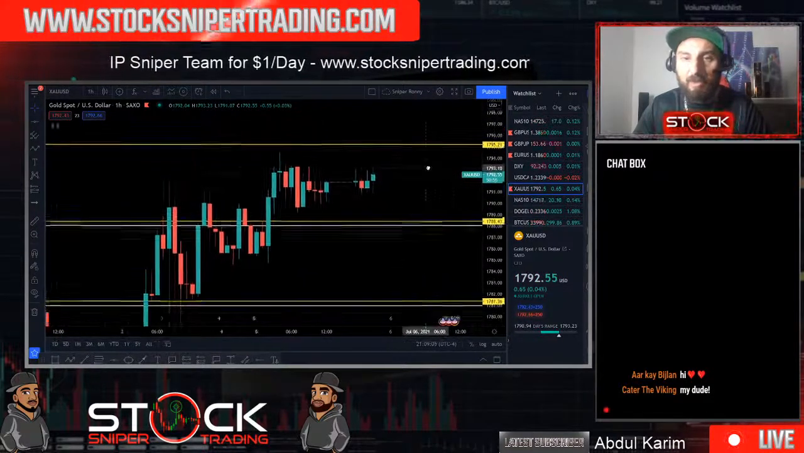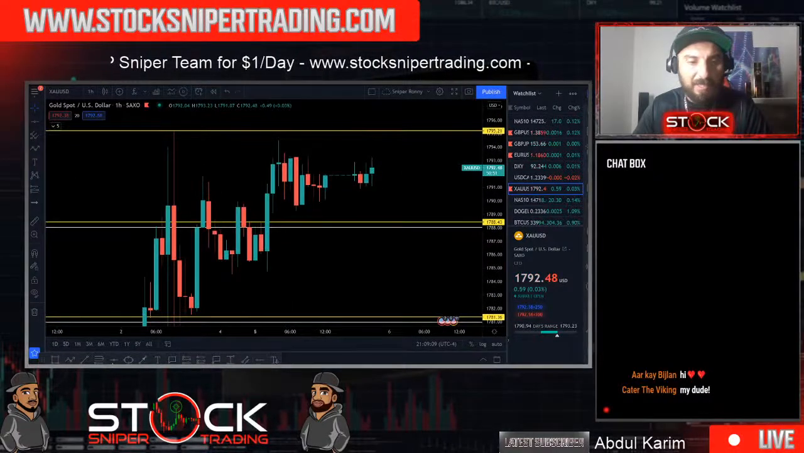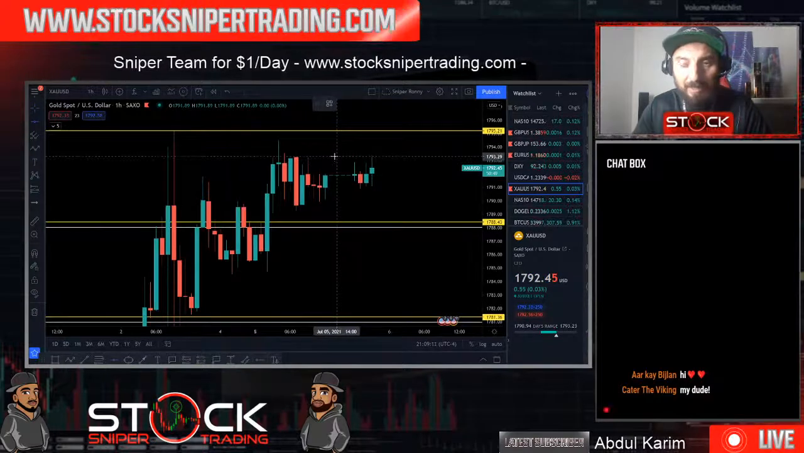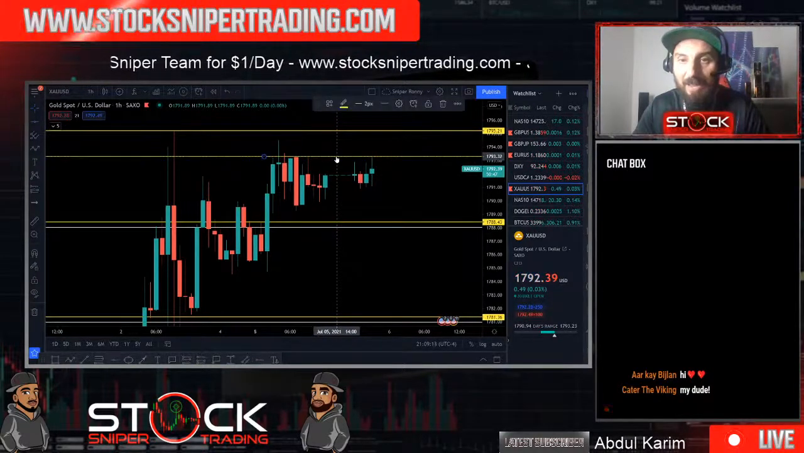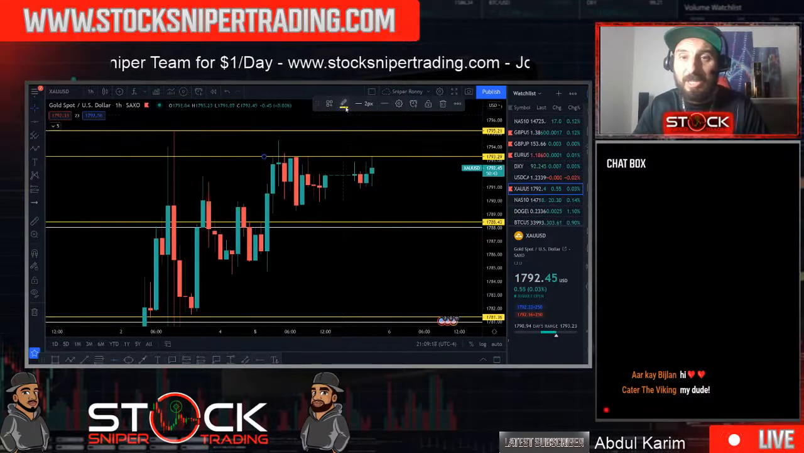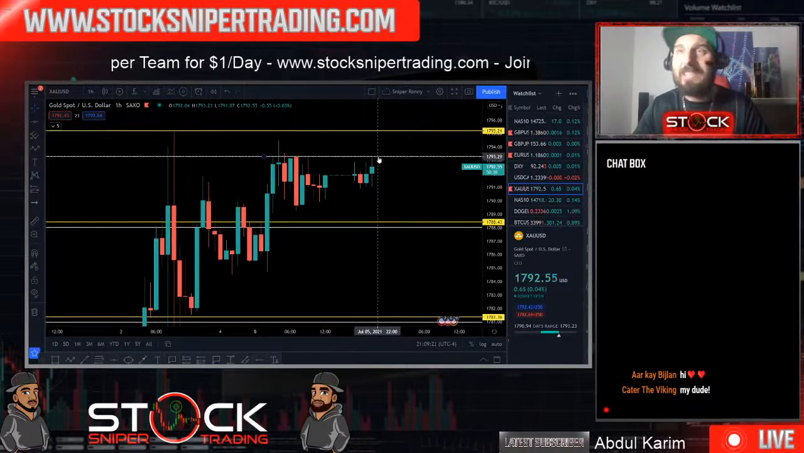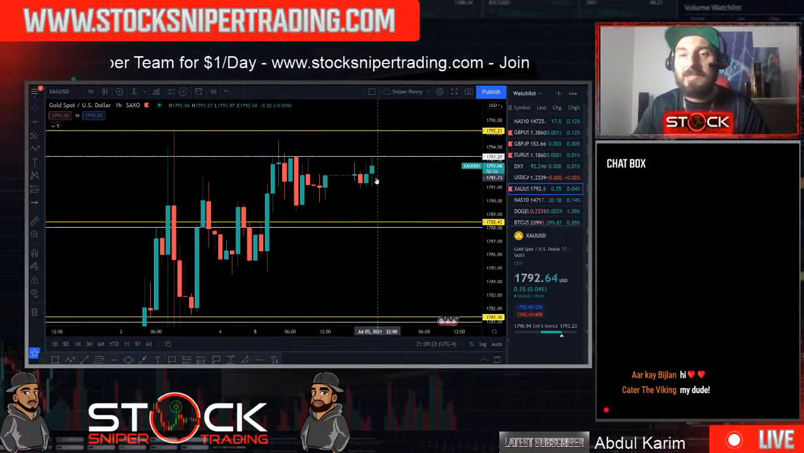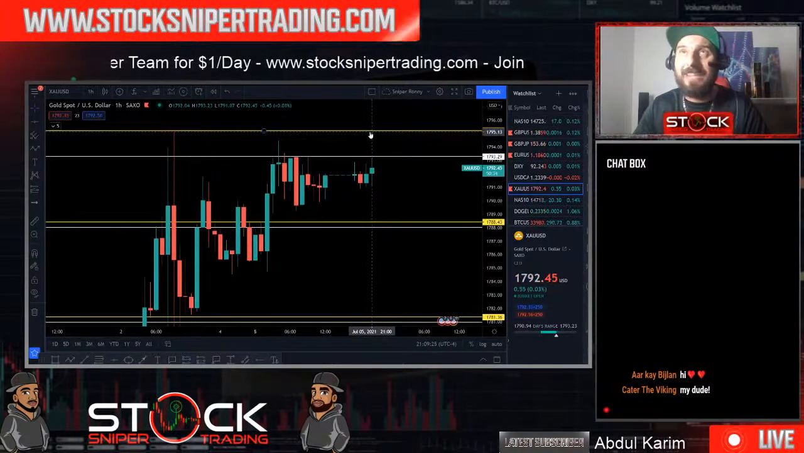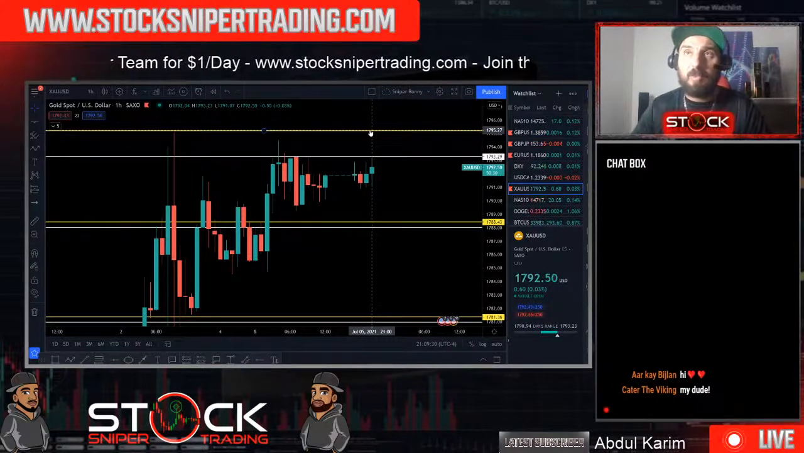So what we can do with these hourly candles right now is get some support and resistance. Number one, I can see a lot of resistance right here. I have to identify this area at 1793. So I'm going to change the color to white. White represents hourly resistance and support. Yellow is daily. And when we get into the 5-minute scalping, we're going to use red lines.